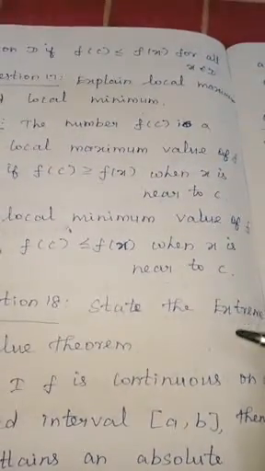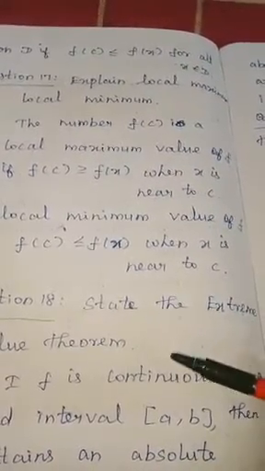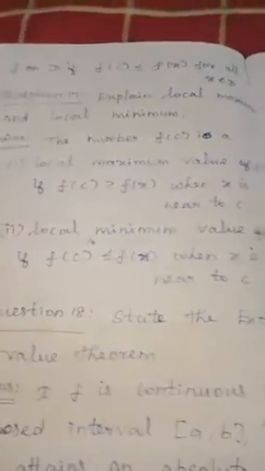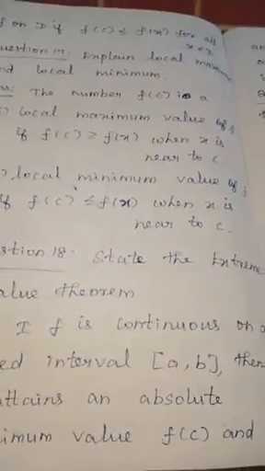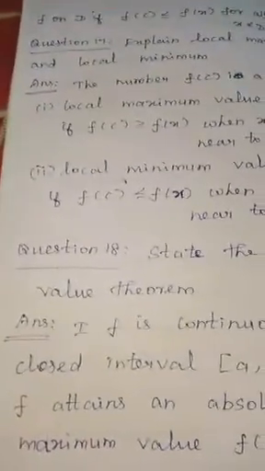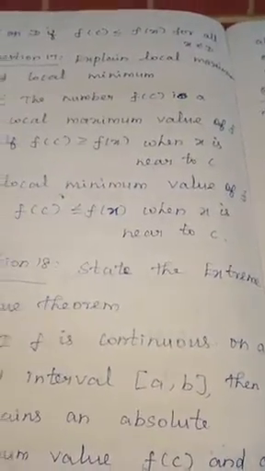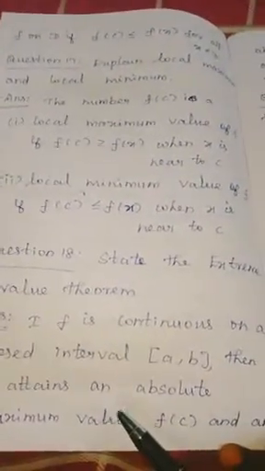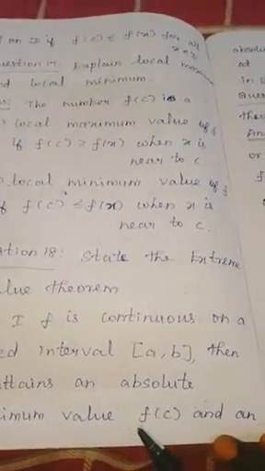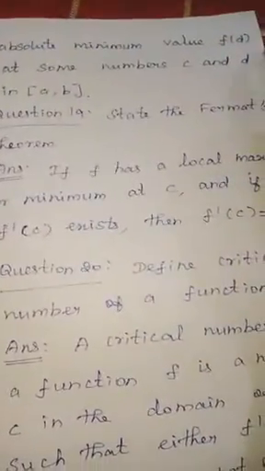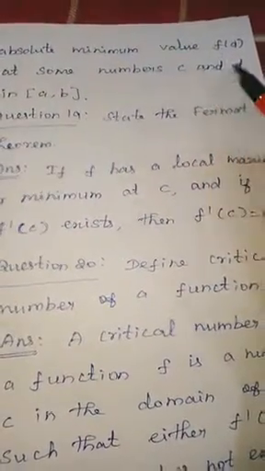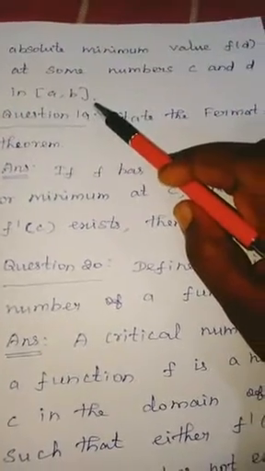Next, statement. State the extreme value theorem. Extreme value theorem statement: if f is continuous on a closed interval [a, b], then f attains an absolute maximum value f(c) and an absolute minimum value f(d) at some numbers c and d in the closed interval [a, b].